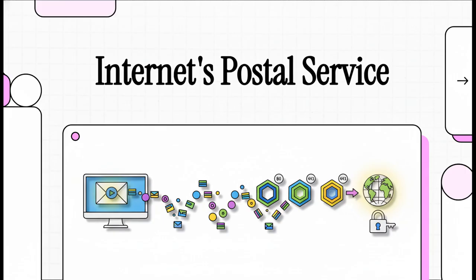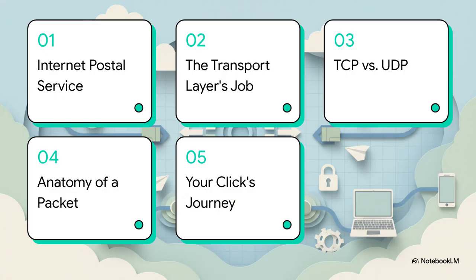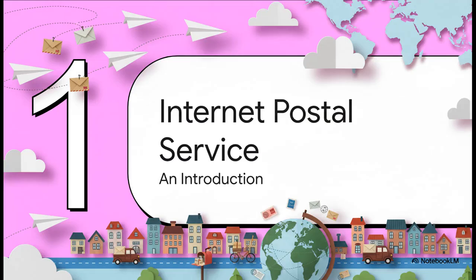And today, we're going to pull back the curtain on one of the most critical parts of that system, the transport layer. All right, so here's what we've got on tap. First, we'll talk about the internet's postal service. Then we'll get into the transport layer's job. After that, it's TCP versus UDP, choosing your career. We'll also peek at the anatomy of a packet, and finally, we'll follow your click's journey. Let's dive in. Okay, Section 1, the Internet's postal service.